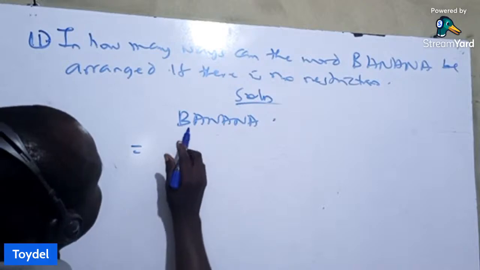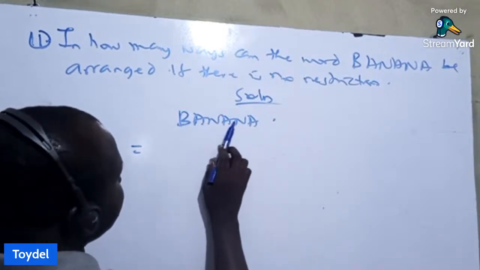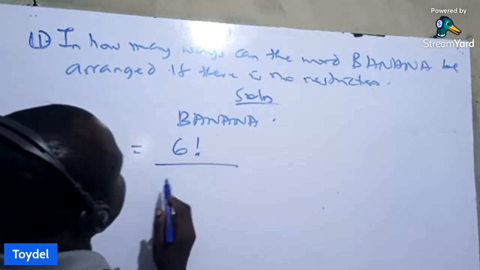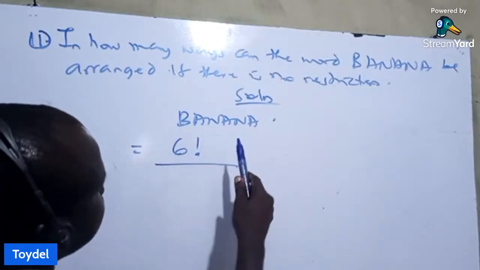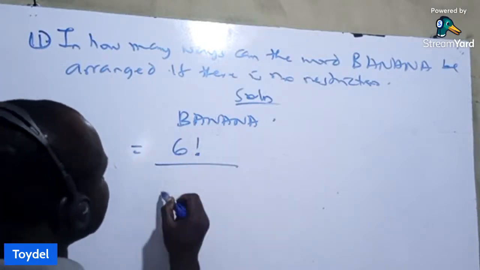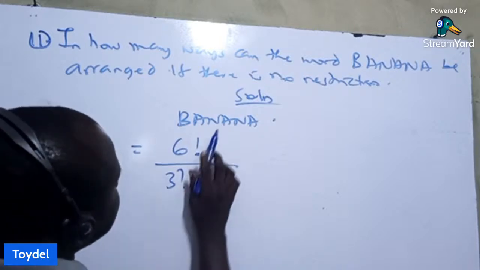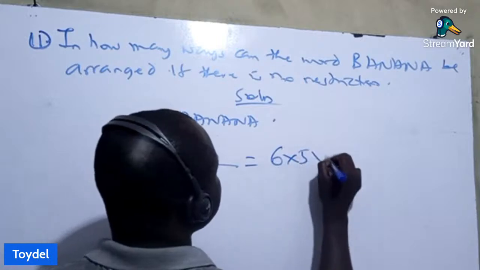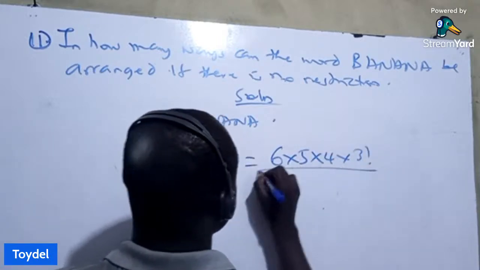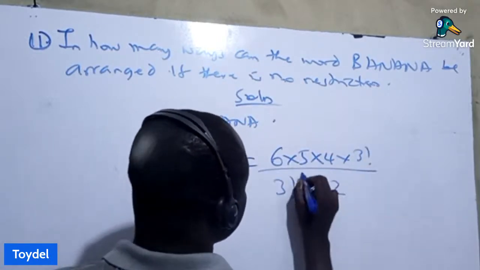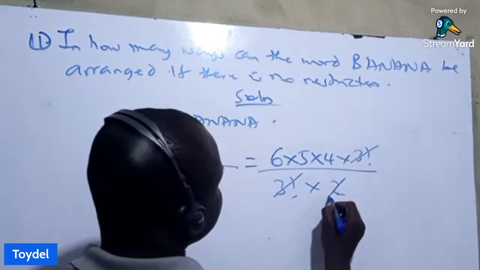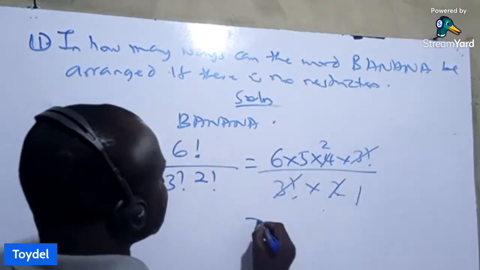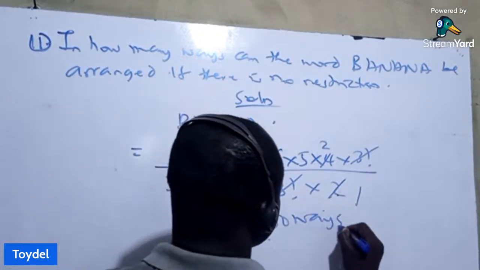This will just be, you count the number of letters: 1, 2, 3, 4, 5, 6. That will be 6 factorial all over. Then we now count the letters that are repeated. How many A? 1, 2, 3. That's 3 factorial. Then how many N? 2. That's divided by 2 factorial. So here I'm going to have 6 times 5 times 4 times 3 factorial all over 3 factorial multiplied by 2. 3 factorial will cancel 3 factorial. 2 here 1, 2 here 2. So 2 times 5, 10. 10 times 6, that's 60. That will be 60 ways.